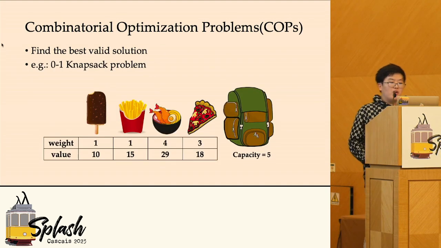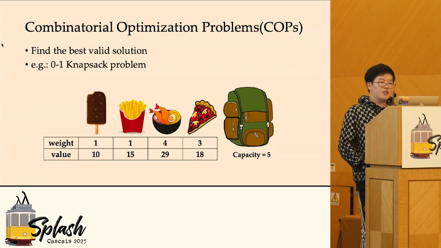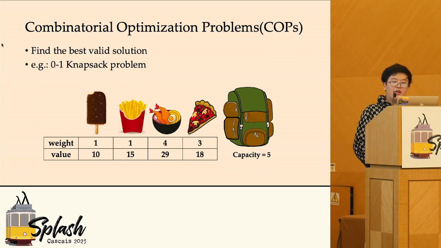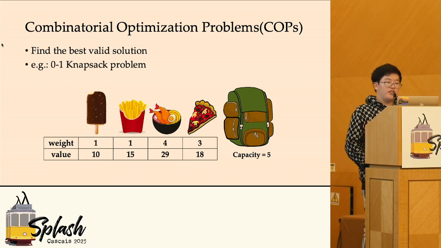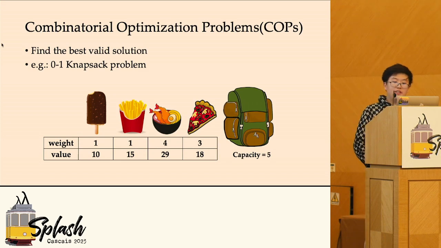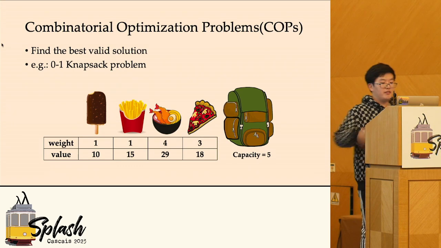For example, let's consider the classic 0-1 knapsack problem, where there are several items. Each item has a weight and a value. There is also a knapsack with a capacity limit. The goal is to choose a subset of items such that the total weight of the selected items does not exceed the capacity, and the total value of the selected items is maximized.